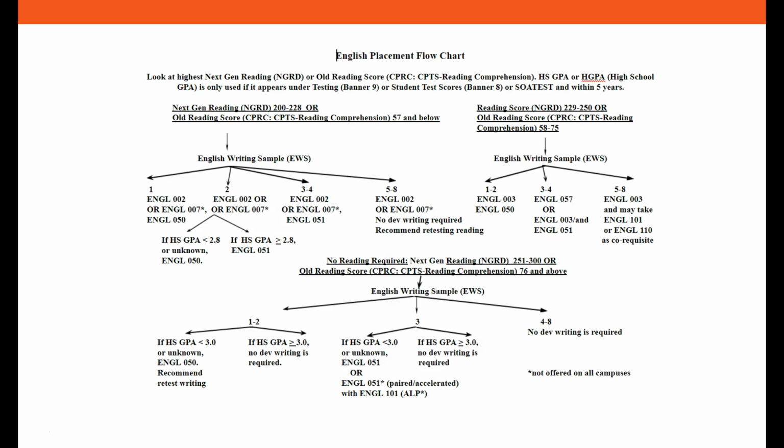Here's a little bit more of a close-up of the English placement flowchart. You'll notice the first thing you do is look at the reading score. If the reading score is between 200 and 228 in Next Gen, or 57 and below, this is the chart that you would use.